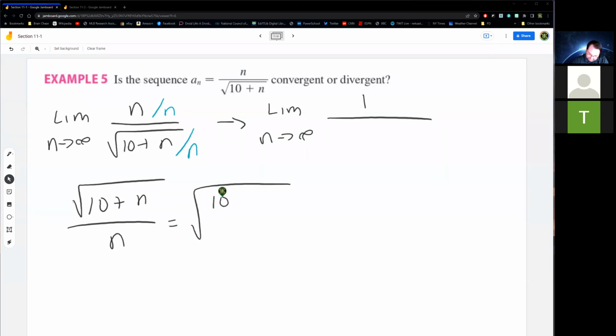Square root of n. Actually, the opposite. It's going to be n squared. Because if I pull out an n squared, I have an n. So now I have the square root of 10 over n squared plus 1 over n.